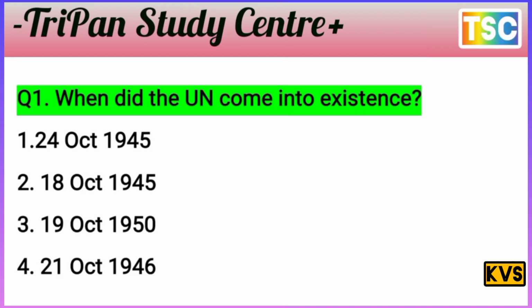MCQ. The question here: when did the UN, United Nations, come into existence? That's an important question. First, 24 October 1945; second, 18 October 1945; third, 19 October 1950; or fourth, 21 October 1946.